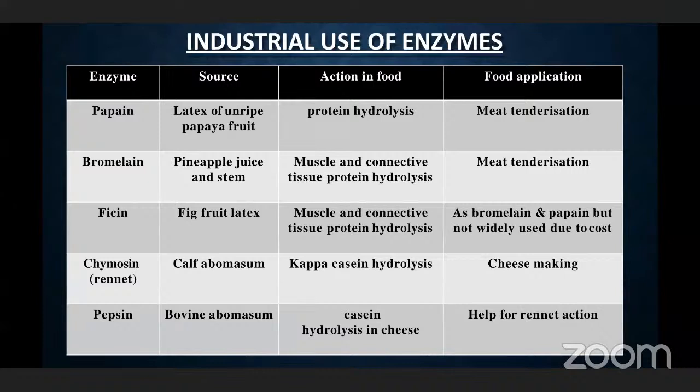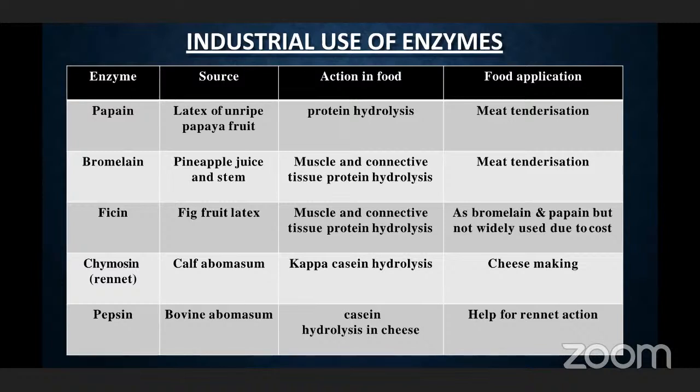Okay. Then next is bromelain. Bromelain was isolated from pineapple juice and stem. Its importance is in muscle and connective tissue protein hydrolysis. So again, this is in meat tenderization. When it comes to meat processing, it involves muscles. Okay, so to tenderize the meat, we can use this papain and bromelain.